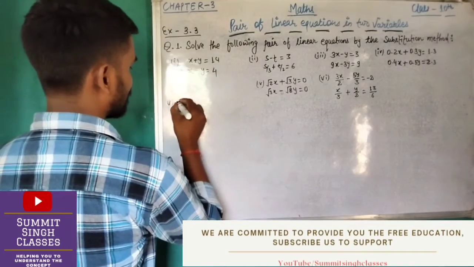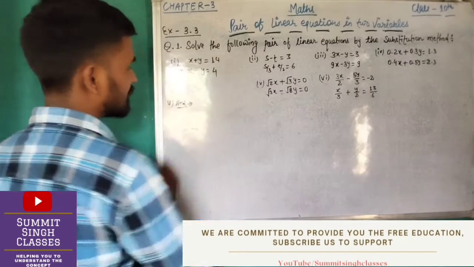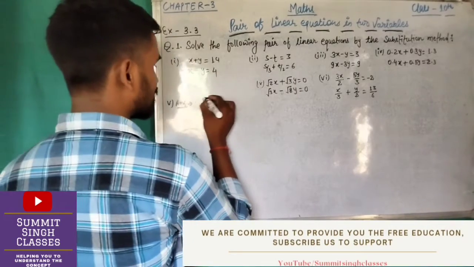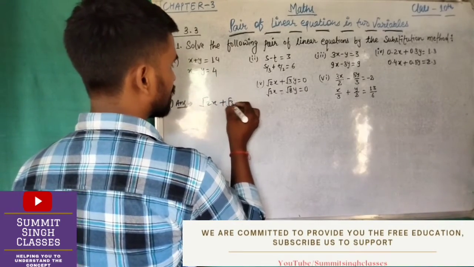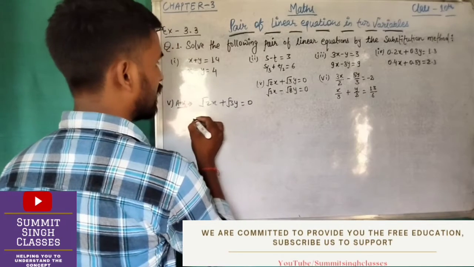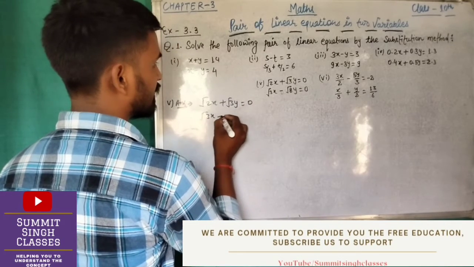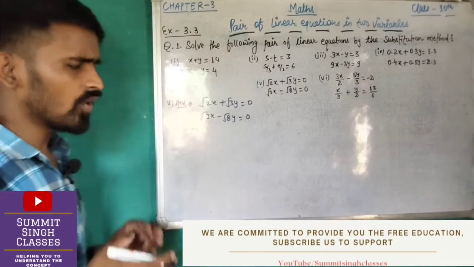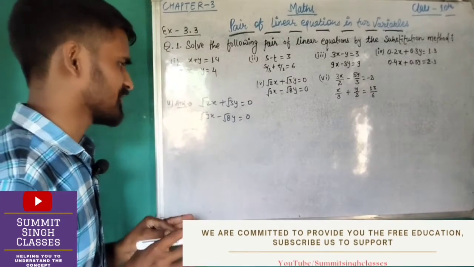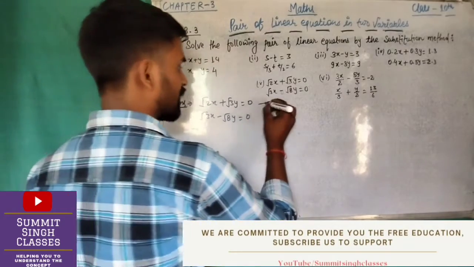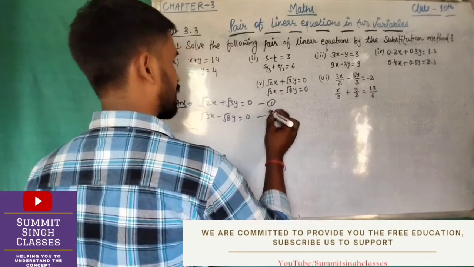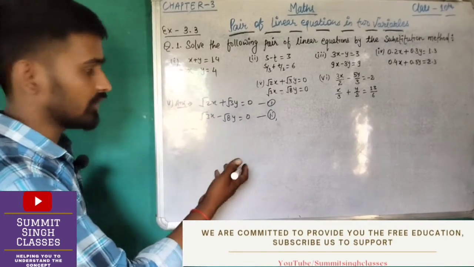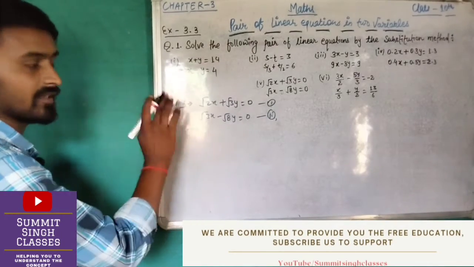Now question number 5. You have to write the answer of question number 5. So what question number 5 is saying: root under 2x plus root under 3y is equal to 0 and root under 3x minus root under 8y is equal to 0. Okay, कुछ नहीं है, बहुत इजी सा, बहुत बच्चे जैसा क्वेश्चन। ओके, तो ये तो इक्वेशन 1 है हमारे लिए और ये इक्वेशन सेकंड है.